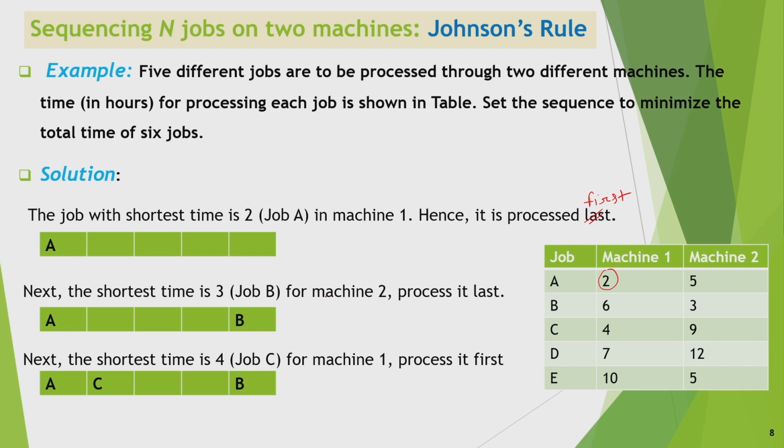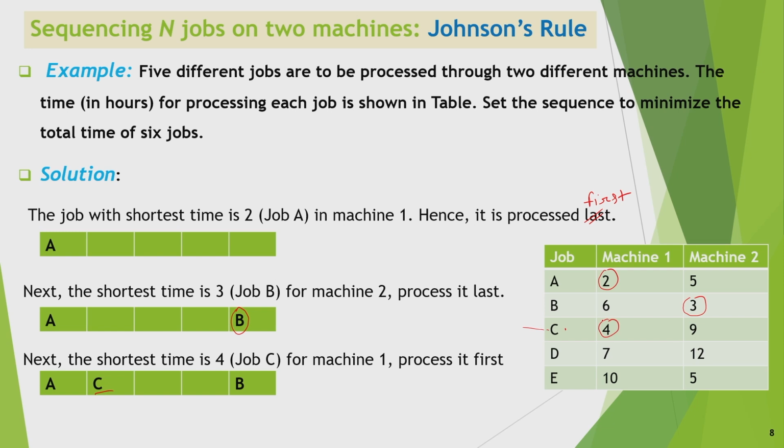Next, the shortest time is 3, but this time it is on machine 2. So the shortest time is 3 for job B on machine 2, therefore process it at the last. Next, the shortest time in the remaining jobs is 4, that is job C on machine 1, so process it first. So put it here, C first. Okay, so it is gone.